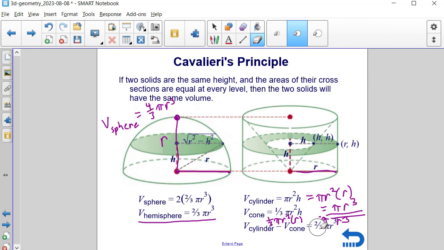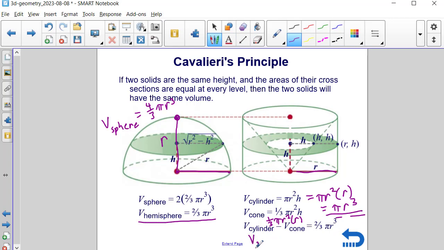I'm going to rewrite that down a little lower so it doesn't cover. So we have, for the volume of the cone, 1/3 pi times the radius cubed. And then if we subtract these to find the shaded volume between the cylinder and the cone, we have pi r cubed minus 1/3 pi r cubed, which is 2/3 pi r cubed. So that is equivalent to the volume of the hemisphere.